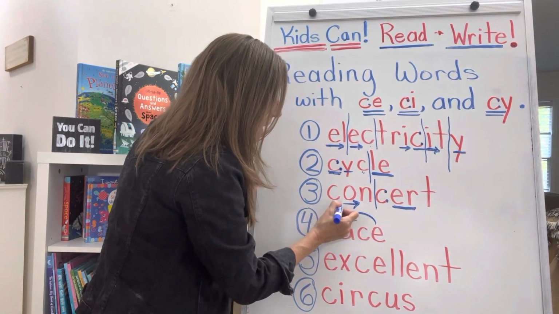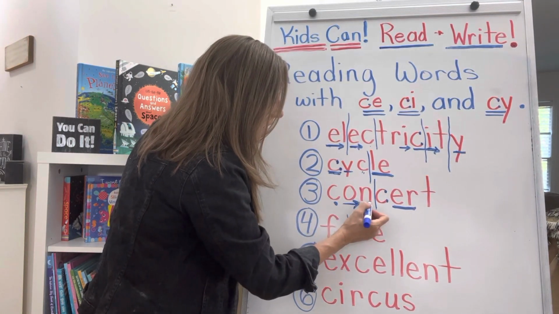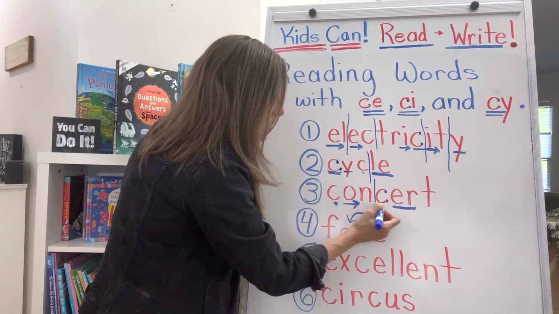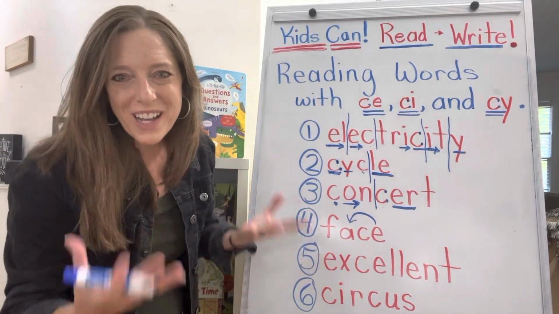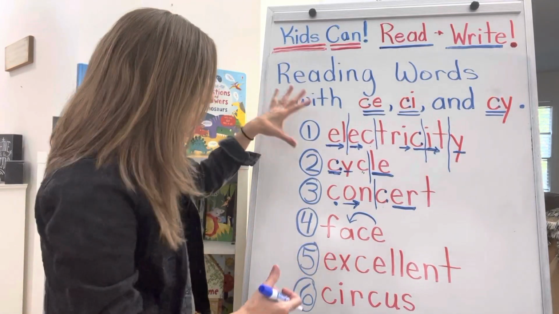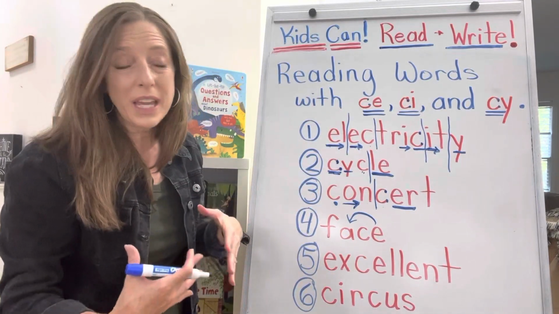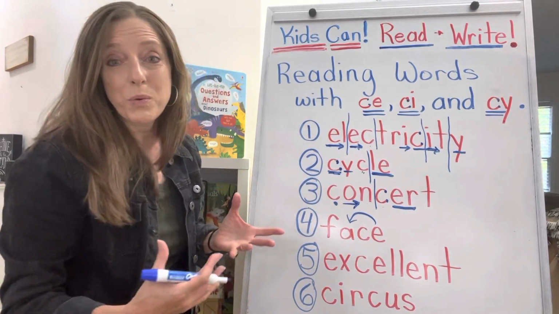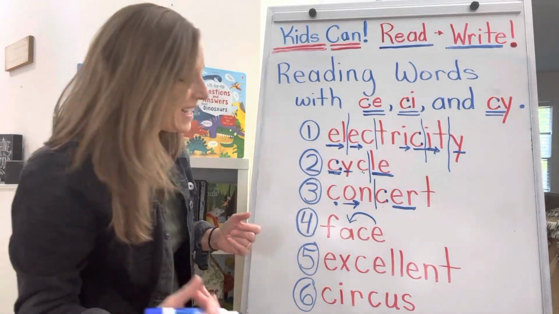So we have k, on, con, cert, concert. So what is it? Concert. All right, make sure when you're reading words like this with your kids, you're also talking about the vocabulary. That's really important to make sure they know what they're saying.